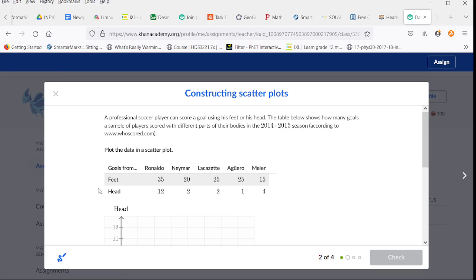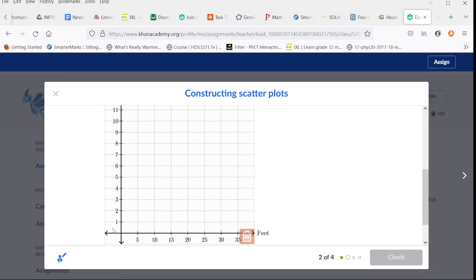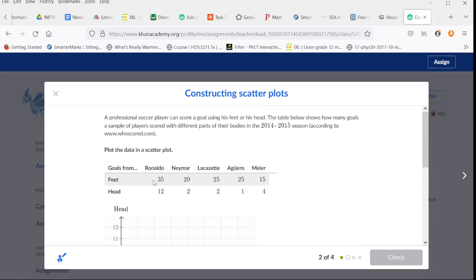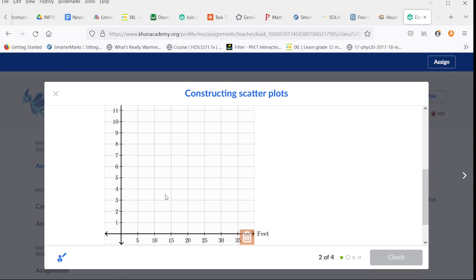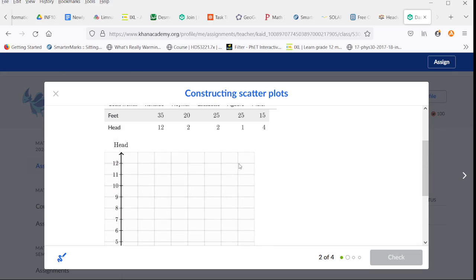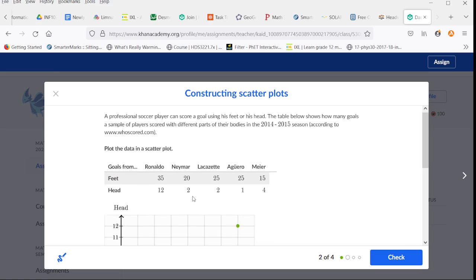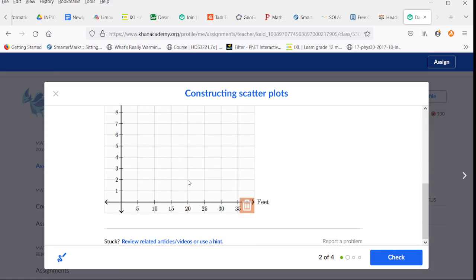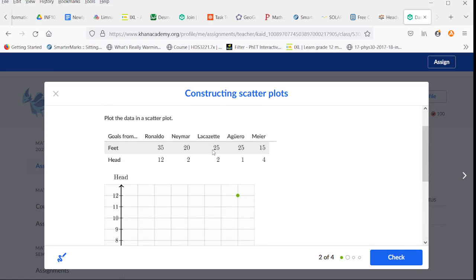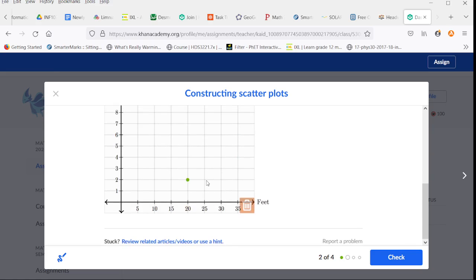So our next scatter plot, head is on the vertical axis, feet is on the horizontal. So we have 35 feet and 12 for the head. That's up here. So Neymar scored 20 goals with his feet, but 2 with his head. That's down here. Lacazette scored 25 goals with his feet and 2 with the head.